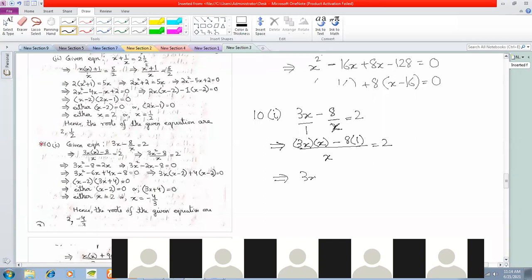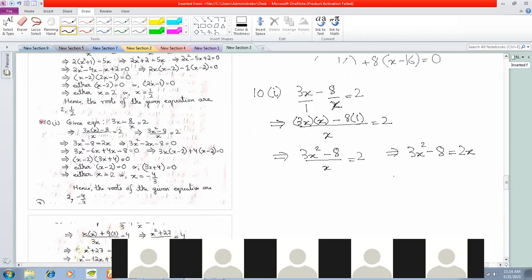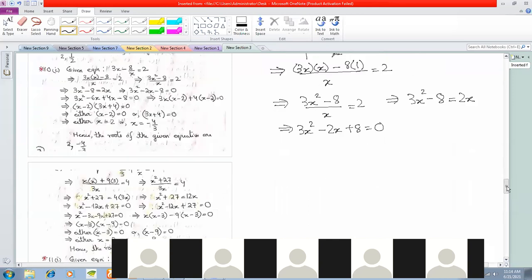That means you're getting 3x square minus 8 divided by x is equal to 2. Now cross multiply, you get 3x square minus 8 is equal to 2x. That means you get 3x square minus 2x plus 8 is equal to 0. Now we can solve this quadratic because this is ax square plus bx plus c form. So 8 into 3 you multiply to get 24. 3x square, 24. How can we break 24 to get minus 2? 4 into 6. So minus 6x plus 4x.